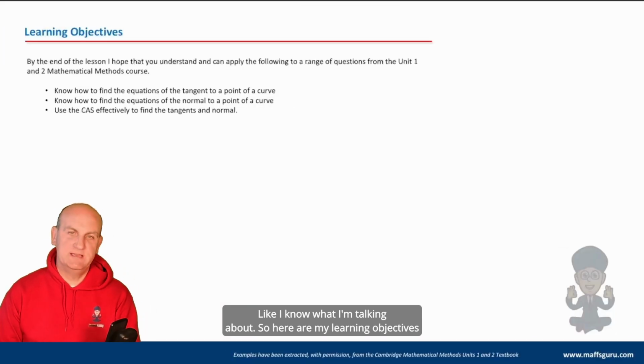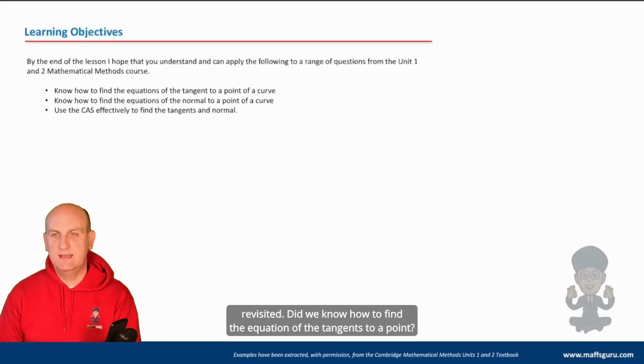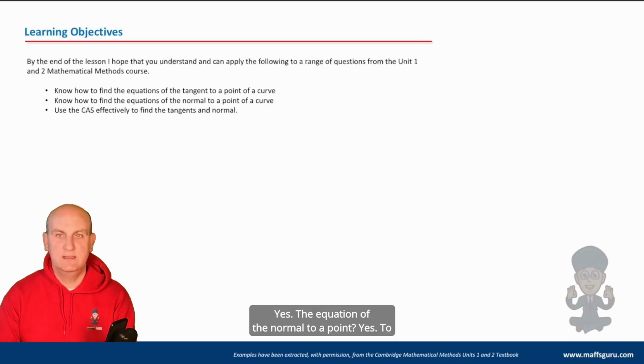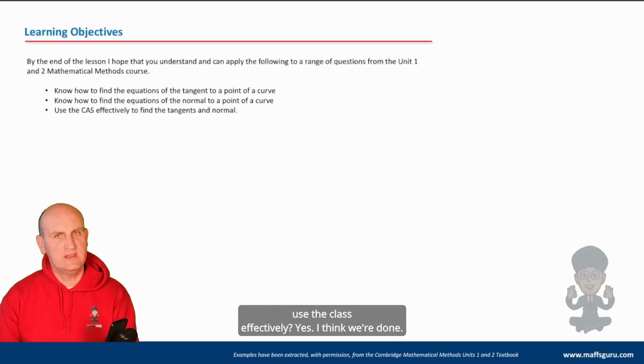So here are my learning objectives revisited. Did we know how to find the equation of the tangent to a point? Yes. The equation of the normal to a point? Yes. To use the CAS effectively? Yes. I think we're done.